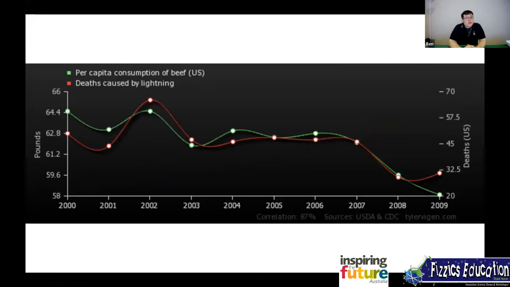Here's another one. So the green line shows how much beef people in America ate in a given year. And the red one is how many people got hit by lightning and died. So it looks like the more beef you eat, the more likely you are to get struck by lightning.